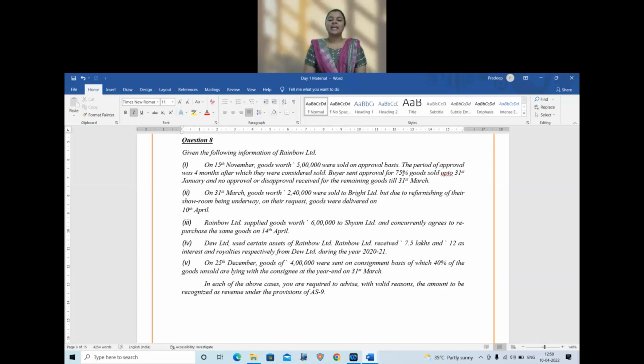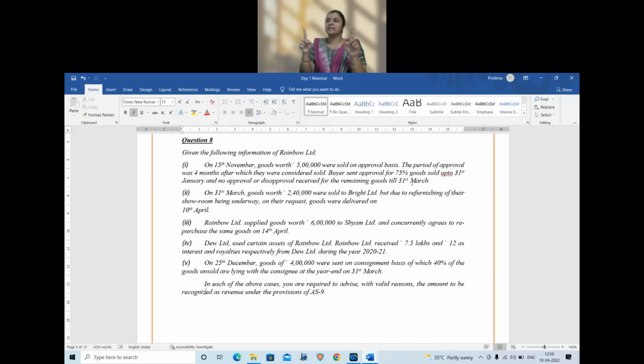3,75,000 will be considered as sale as on or before 31st January. No approval received for the remaining. Since the time limit for the approval has lapsed, the same shall be considered as sold. Therefore, revenue shall be recognized for the remaining goods also.